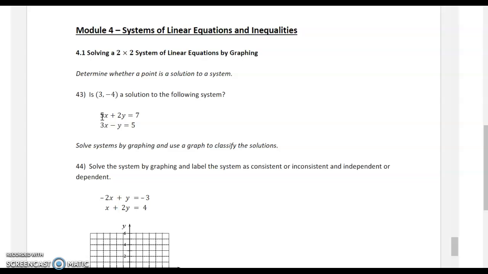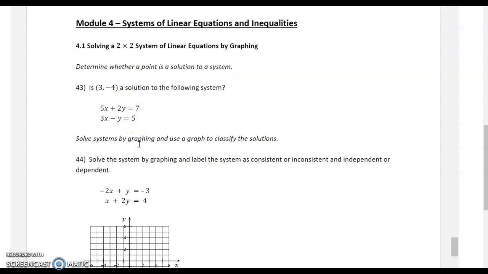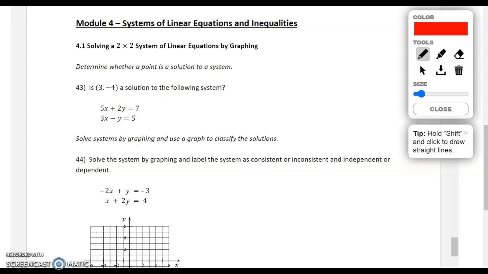If either equation, when those are substituted in, comes out false, then it's not a solution for the system. Okay? So basically what it's saying is if we're graphing these 2 lines, is this point, we'll say that's (3, -4), the point where these 2 lines cross? And this is a way to check it algebraically without having to graph.